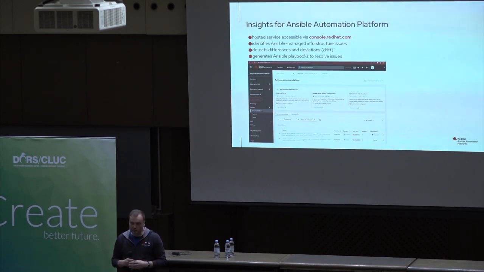Another part of Ansible Automation Platform, another component which is not present in the open source solution, is Insights for Ansible Automation Platform, and this is the service which identifies issues in Ansible-managed infrastructure. So we can, for example, create a baseline for our configuration, and this tool will inform us about any deviations from this baseline, and moreover, it will propose solutions.